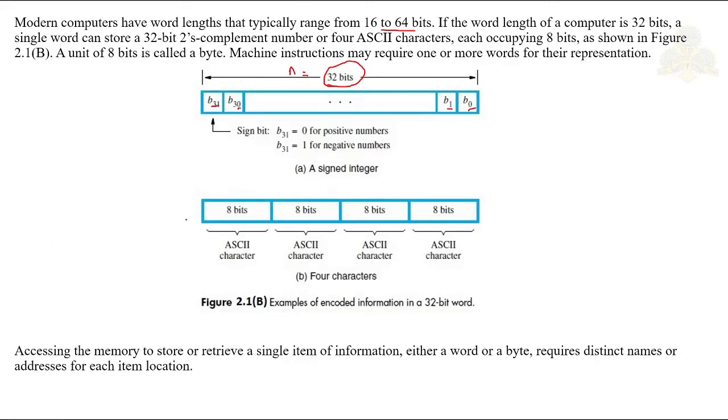For example, like this one. The first word starts at the 0th location. This is byte 0, first byte, second byte and third byte. Altogether we have 32 bits. The second word starts from 4, again 8 bits each. Then the third word starts from 8.